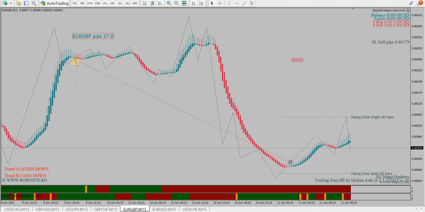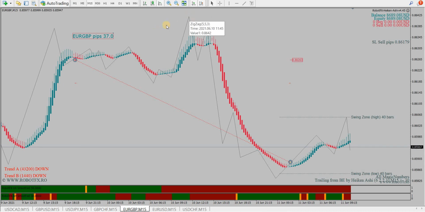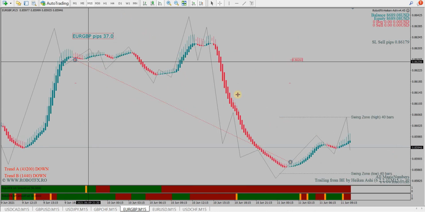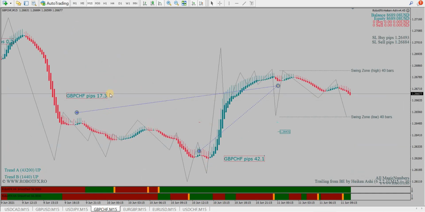And finally, the entry was right here. Again, I had the stop loss 50 pips far from the high the price made, and eventually the trade closed right here when the candles changed color from red into green again. So that was 37 pips, something like that. The other two were 17 and 42, and this is it.